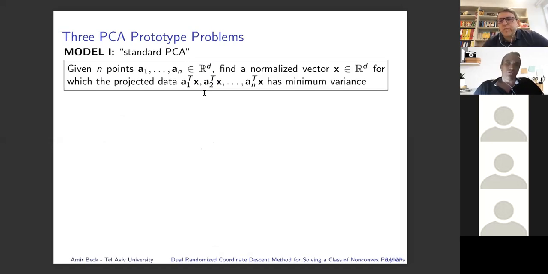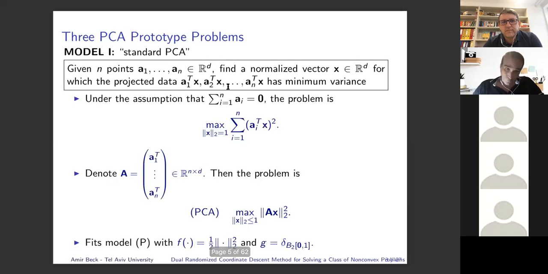So I will look at three PCA prototype problems. These are just three examples that will accompany us throughout the lecture. Let's start with just the principal component analysis, the standard PCA that we all know. And in case we don't know, this is just a small reminder. If we have n points in a d-dimensional space, we want to find the first PC, which is the normalized vector x for which the projected data, the data that is projected on the line spanned by x and given by these scalars a_i transpose x, has maximum variance. So usually what we do in PCA is assume that the data is centralized, meaning that the sum of the a_i is equal to zero. So in this case, of course, the variance is the sum of the squares, the sample variance.